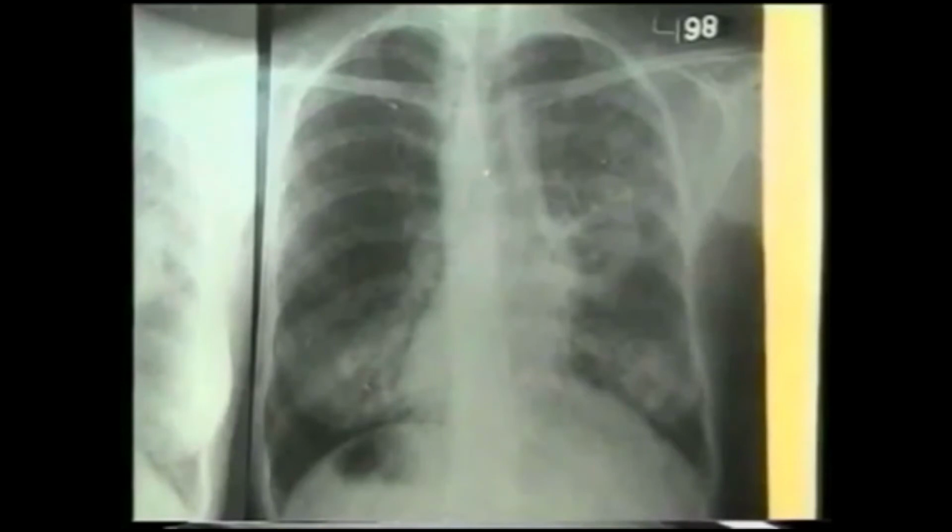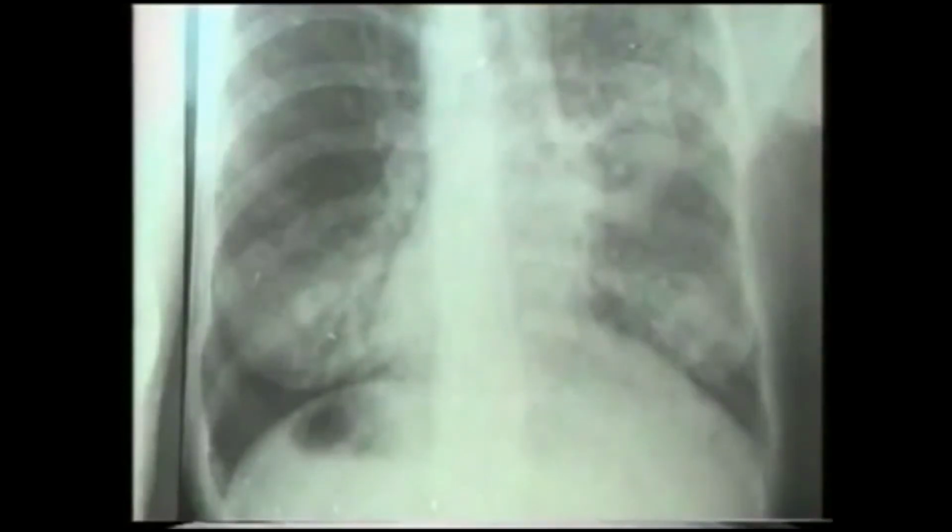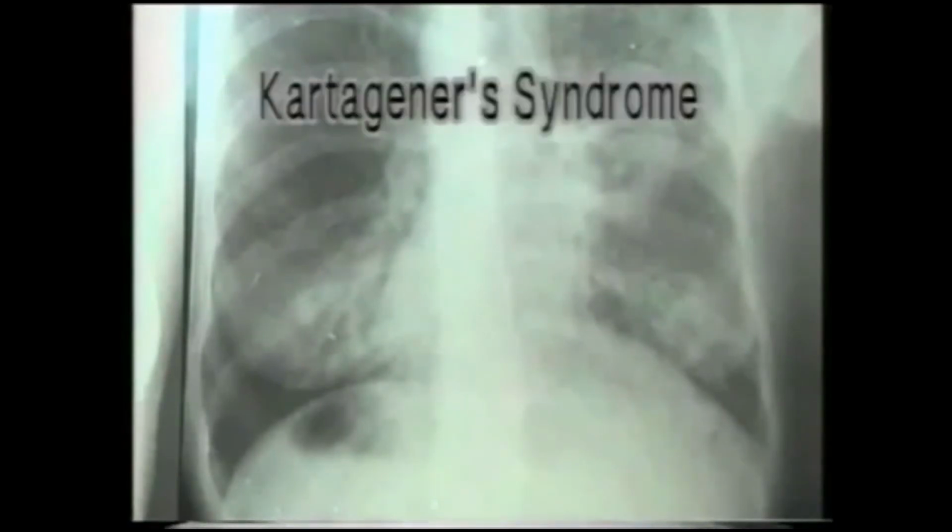Now observe the lower lung fields. Note the patchy opacities and tiny cystic areas in the medial portion of the lower lobes, suggesting bronchiectasis. Clinically, the patient had copious expectoration. This is Kartagener syndrome, dextrocardia with situs inversus with bronchiectasis.